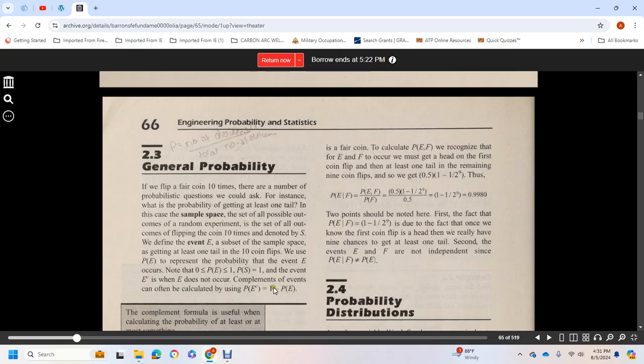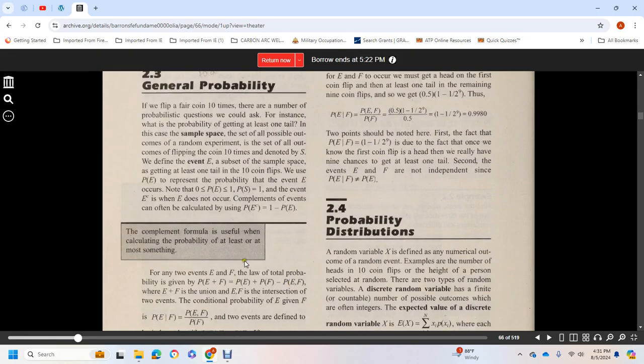of the complement. The complement formula is useful when calculating probabilities of at least or at most. For two events E and F, the total probability of E or F is given as P(E) plus P(F) minus P(E and F), where E union F is the union and EF is the intersection of the two events.